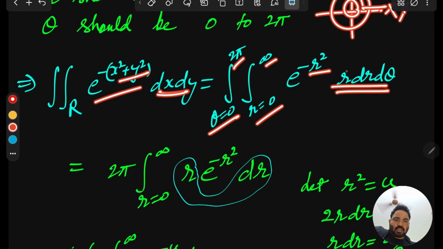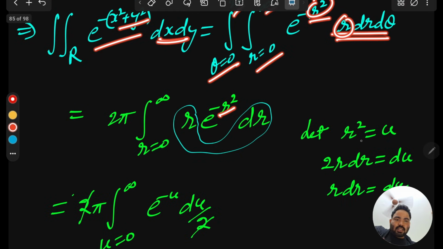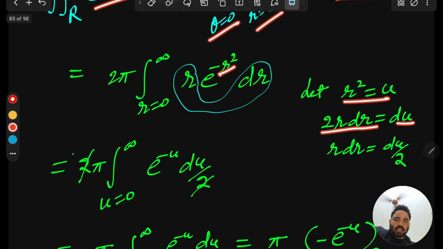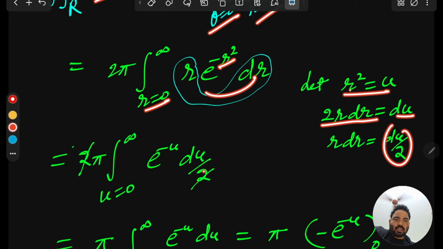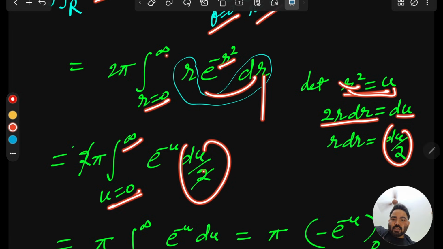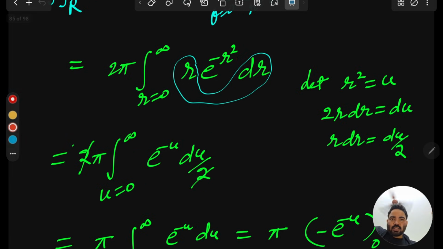Now you can clearly notice the derivative is present, so you can do the integration. Just say r square is u, then 2r dr becomes du, so r dr gives you du by 2. Converting the limits, the lower limit of u will become 0, and for the upper limit, infinity square is infinity, so u becomes infinity. And r dr you can say du upon 2, and you can solve it easily. How you solve it is up to you.